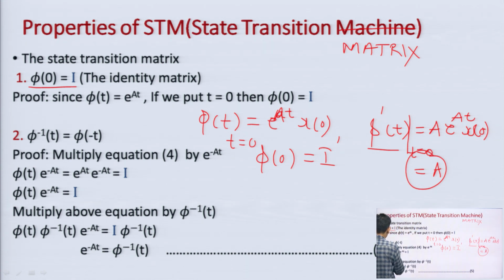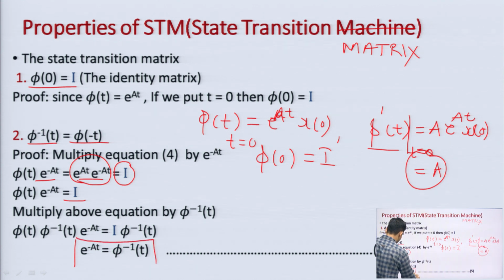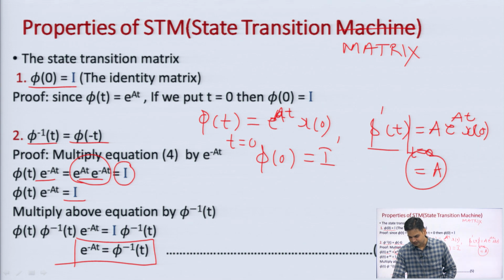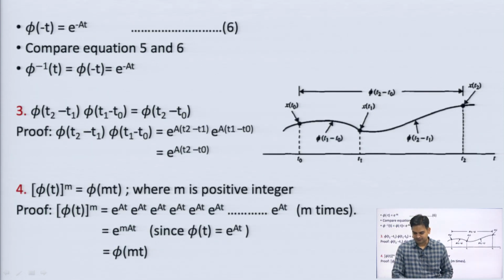If we see the other property, phi inverse(t) is given by phi(-t). Here is the proof. If you multiply both sides by e^(-At), you will get this type of expression, where e^(At) and e^(-At) cancel out, which gives you I, and if you further solve this step, you will get the proof of this property. Okay. The proof is not too important, so we will see the basic expression.